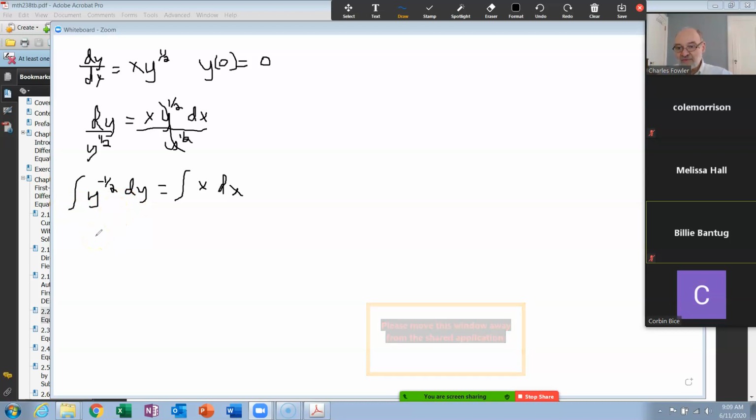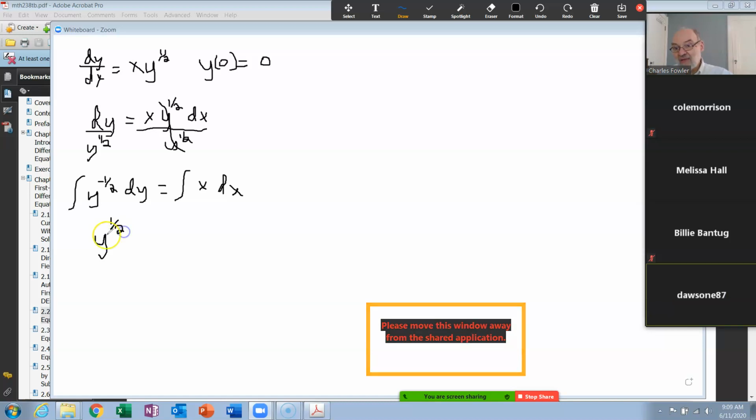What would that give us? Somebody? Cal 2 teacher, need to get in touch with you. It's a power rule. Increase the power by 1. In this case, that would be 2/2. Minus 1/2 plus 2/2 would be 1/2.